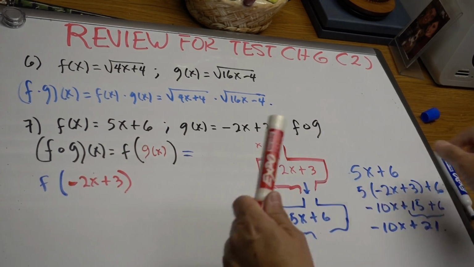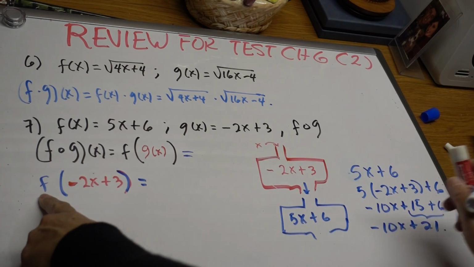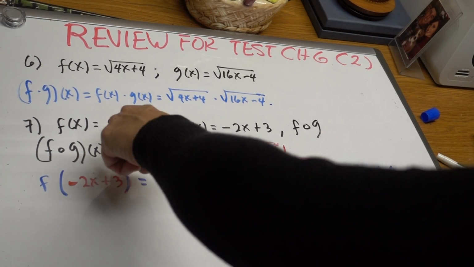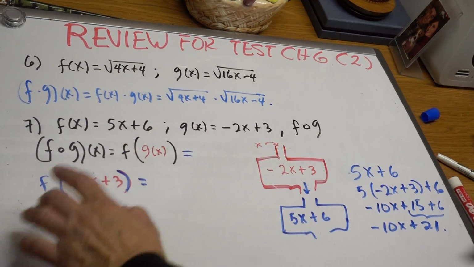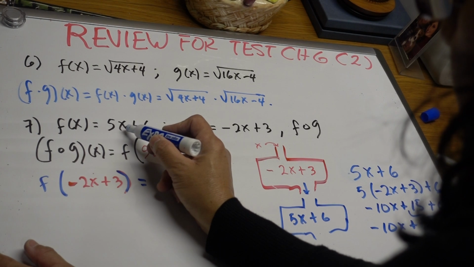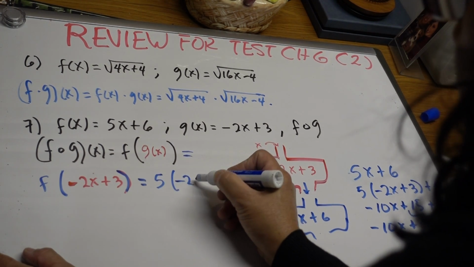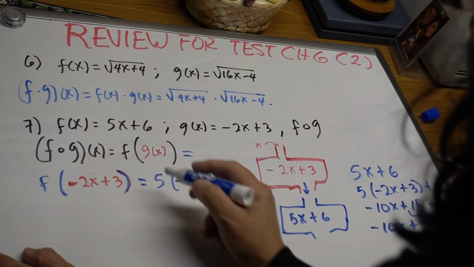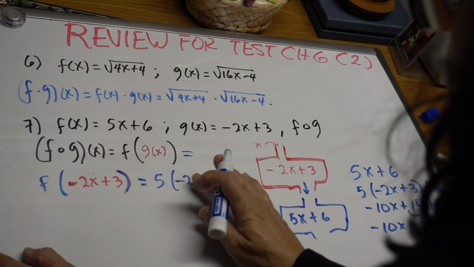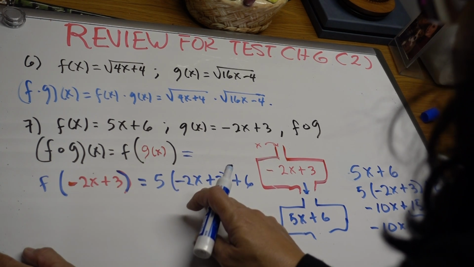Then what's going to happen? What is f doing? f is everything you put inside, instead of x, you multiply by 5 and then add 6. So in this case, you have all this instead of x. So it's going to be 5 times negative 2x plus 3 and then plus 6. This is what's going to take the place of x.